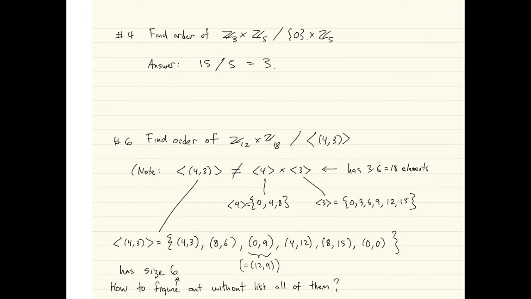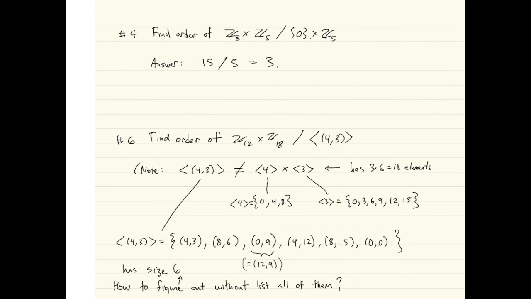Okay, problem 4 is similar. It says find the order of Z3 times Z5 mod this subgroup. So Z3 cross Z5 has 15 elements, 3 times 5. And the number of elements in the subgroup is, there's only a single element in this first factor and 5 elements here. So 1 times 5 is 5. So 15 divided by 5 is 3. So there are 3 elements. You might be wondering, what are those 3 elements?